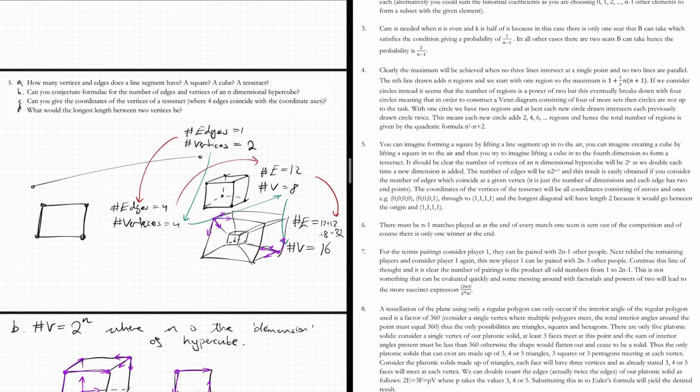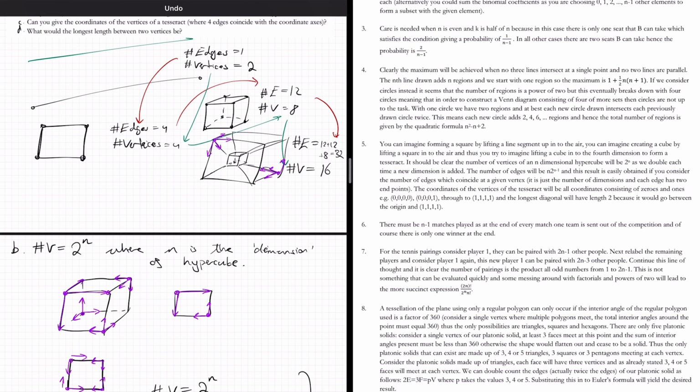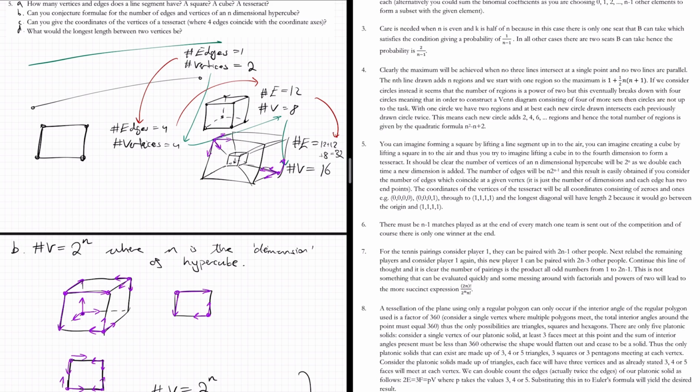Okay, so at number 5, imagine forming a square by lifting a line segment up into the air. So we start with this line segment and then we just lift it into the air and create 2 new edges. Alright, yeah, that's interesting. It should be clear the number of vertices will be 2 to the n. Okay, that makes sense, yeah, because if we lifted this up, now we've essentially doubled this, and then if we brought this back like there, now I've created a clone of that with new vertices there. So yeah, the 2 to the n does make sense.